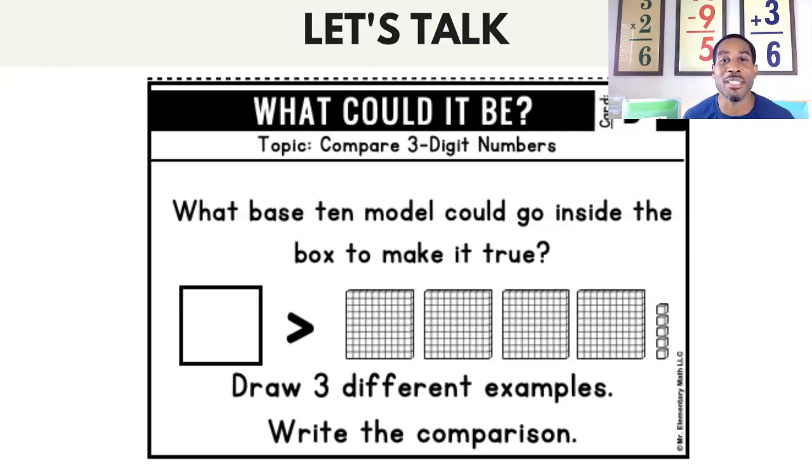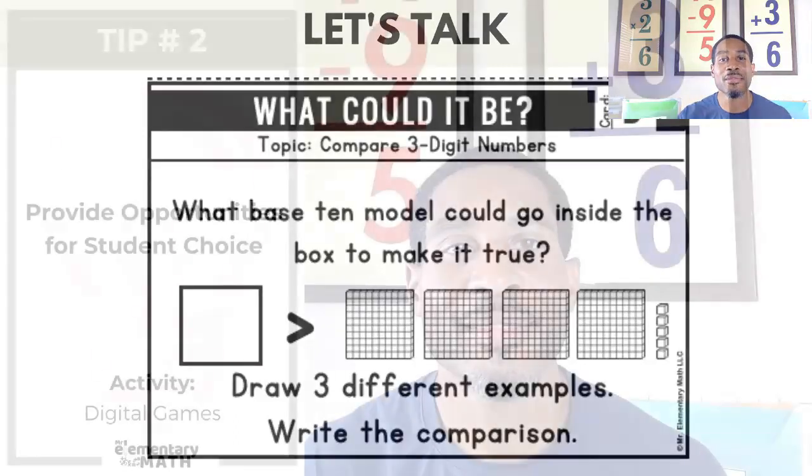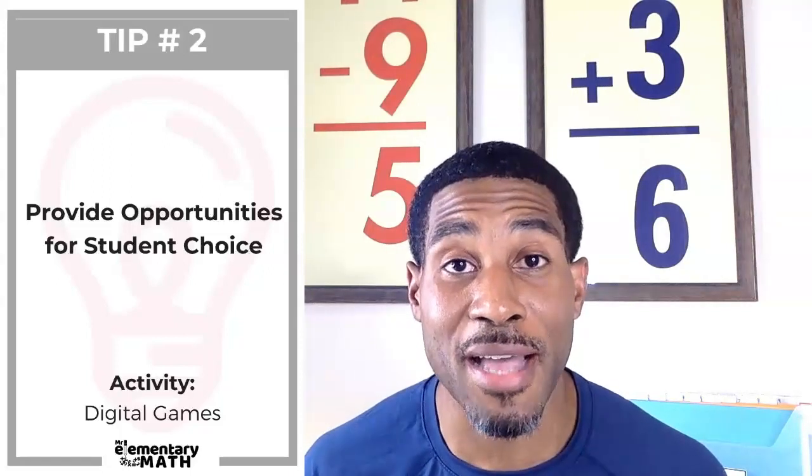Now we're going to move on to tip number 2. So tip number 2 is to provide opportunities for student choice. And we know how important student choice is because we as adults, we love to have choice, even if it's limited choice, right? So student choice is really, really important as well. And there are different ways that you can engage students through student choice.